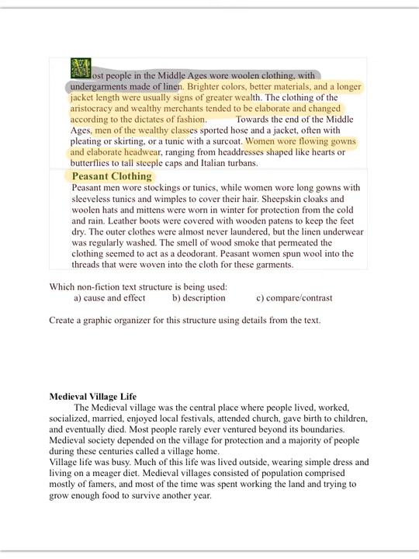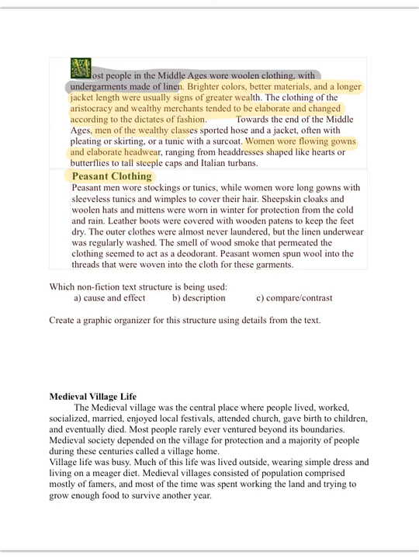The medieval village was the central place where people lived, worked, socialized, married, enjoyed local festivals, attended church, gave birth to children, and eventually died. Most people rarely ever ventured beyond its boundaries. Medieval society depended on the village for protection, and a majority of people during these centuries called a village home.